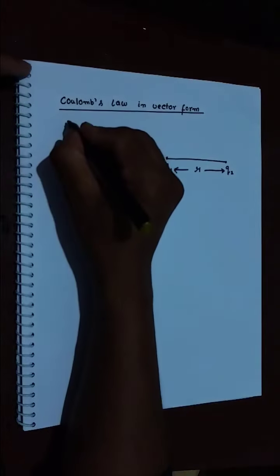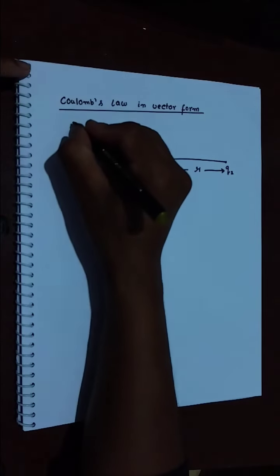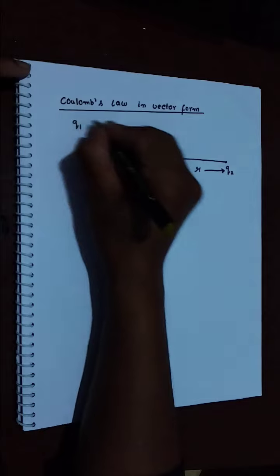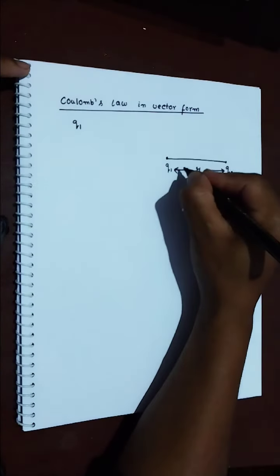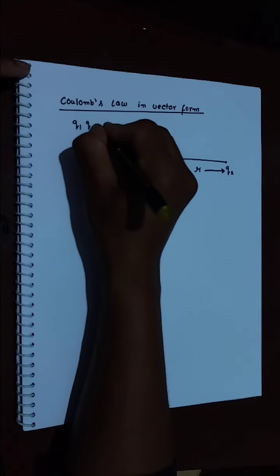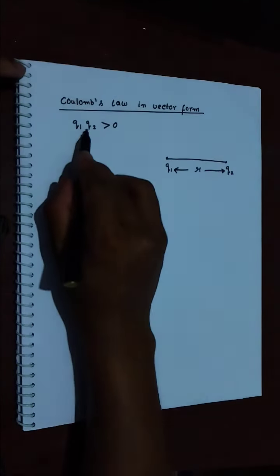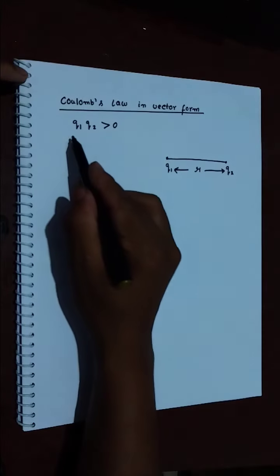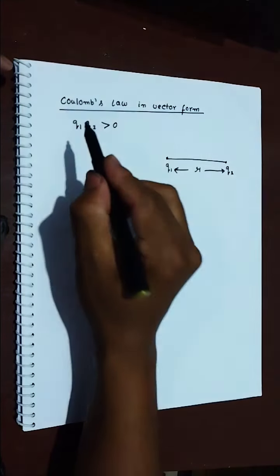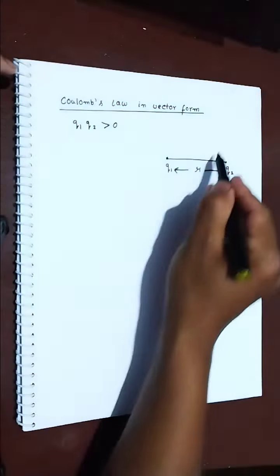And one more thing, in this case we will consider that the product of these two charges Q1 and Q2 is greater than 0. So this means that the electrostatic force of interaction between these two charges Q1 and Q2 is a repulsive force. So the force between these two charges is a repulsive force.